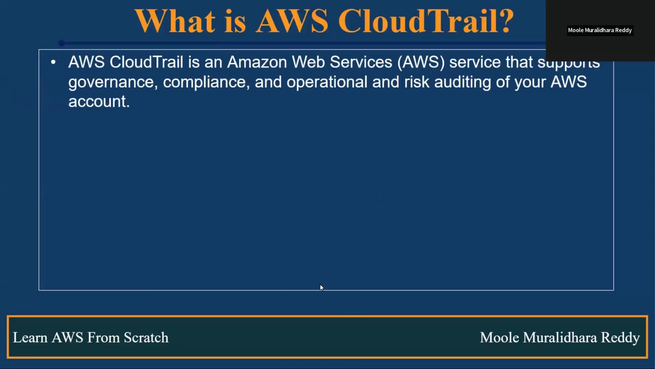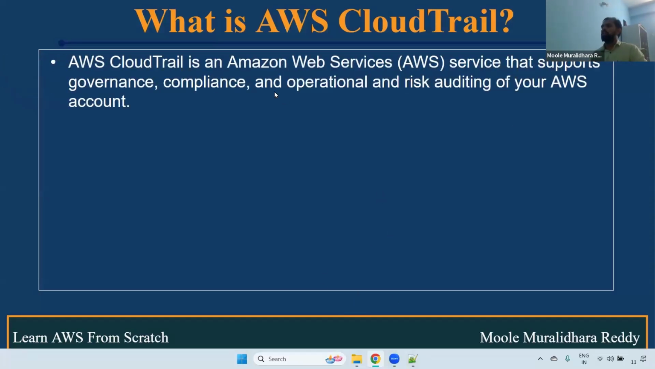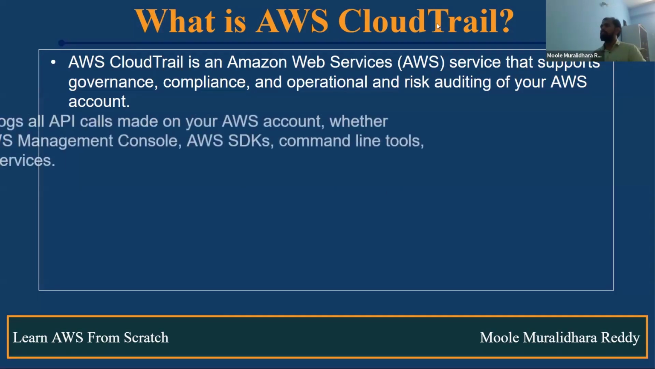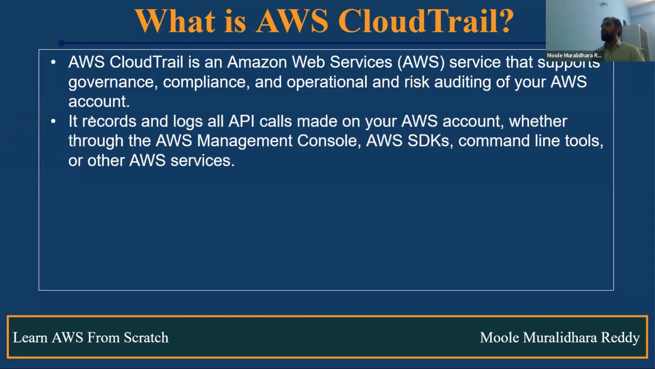CloudTrail is the AWS service that supports governance, compliance, and operational and risk auditing of your AWS account. This particular CloudTrail records and logs all API calls made on your AWS account. Inside the AWS account, if someone creates an EC2 instance, deletes a DynamoDB table, or stops an EC2 instance, all the API calls will be captured.